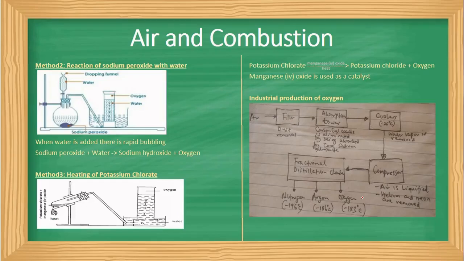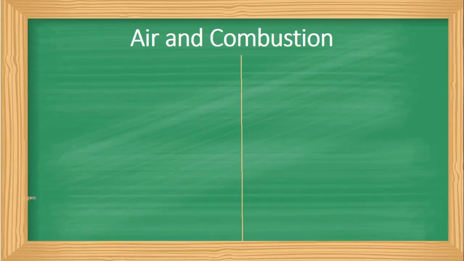At the fractional distillation chamber, the three gases are distilled. At -196 degrees centigrade, nitrogen is the first to be distilled. Then argon is distilled at -186 degrees centigrade, and oxygen is distilled at -183 degrees centigrade.